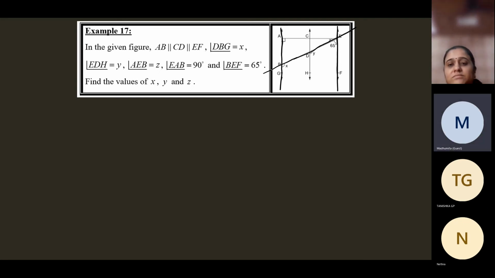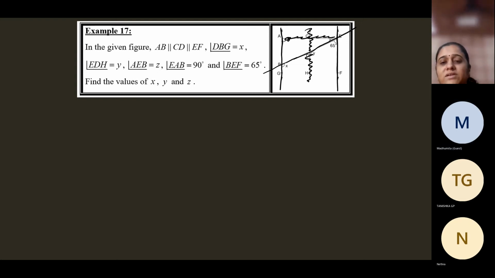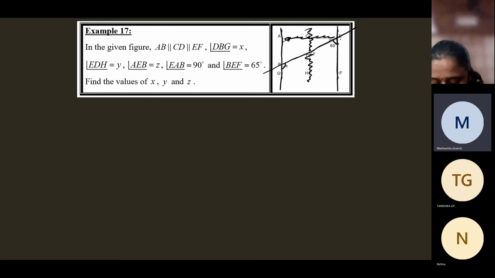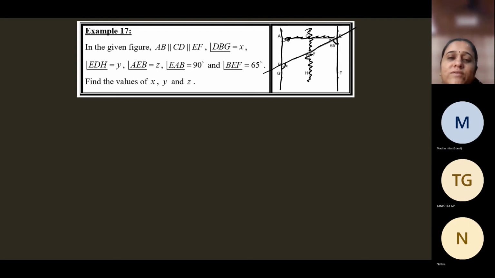Let's look at the line CH, ma'am, and X and 65 degrees are co-interior angles. Correct. They are supplementary. X plus 65 is equal to 180 degrees, so X is equal to 115 degrees. Very good. So these are the parallel lines, it's given, and this is the transversal. They're clearly co-interior angles and they're supplementary.